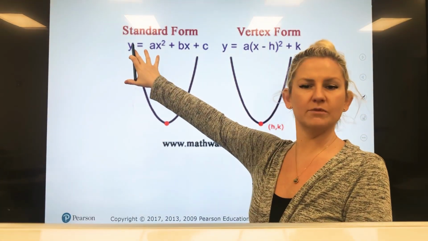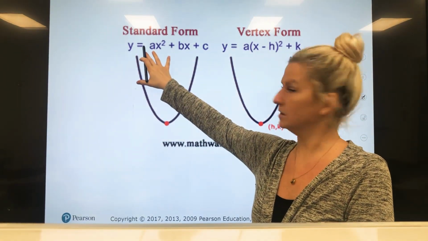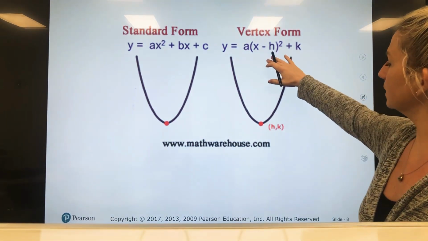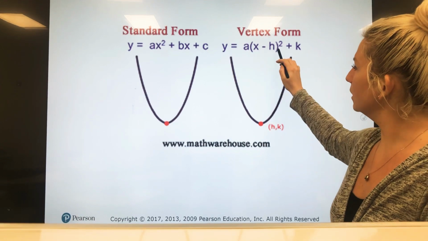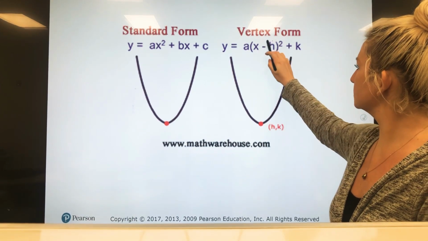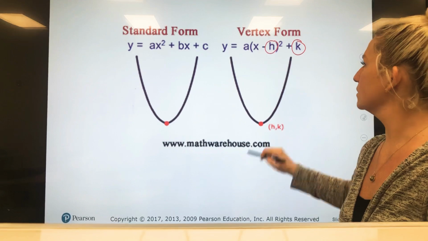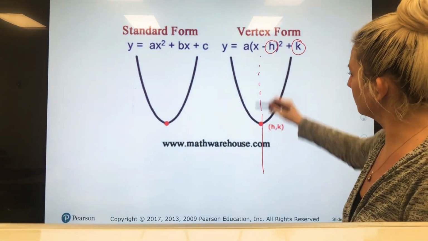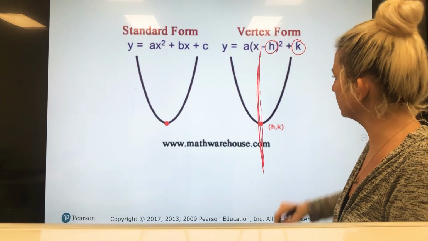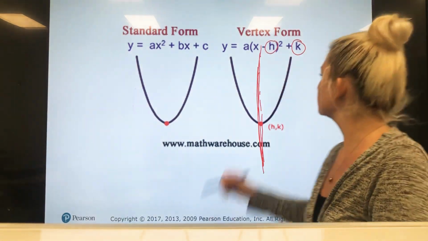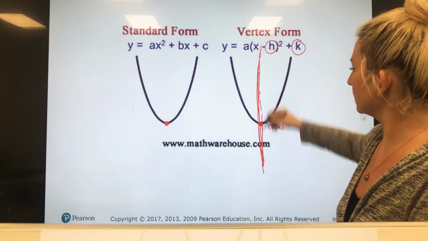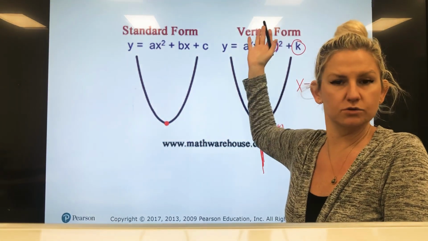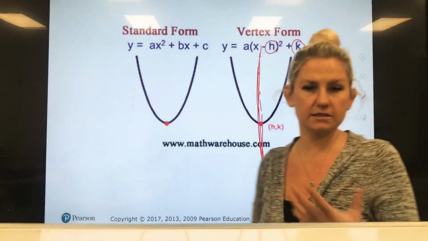This is standard form. Remember, ax squared plus bx plus c. This is vertex form, and it's called vertex form because when you look at it here, you can easily identify my vertex, which is (h, k). So once I find my vertex, I know exactly where my parabola is going to fall, and I know that my axis of symmetry is going to go right through the vertex. Whatever h is, it's going to be the line x equals h. So if this is a 2, it's going to be x equals 2. This line is the axis of symmetry.